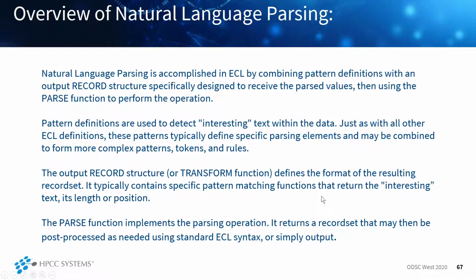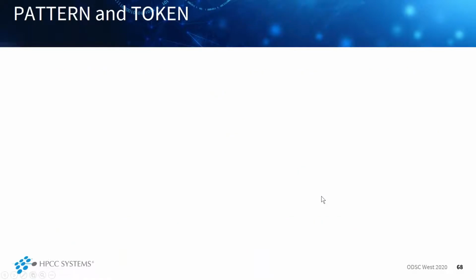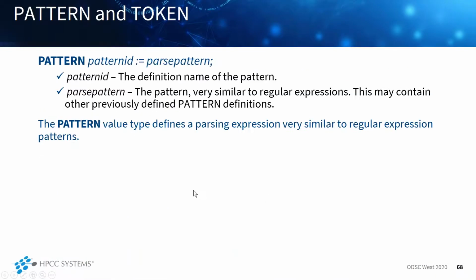All right, so that's it, the big three of NLP. Now let's talk about them. We have patterns. And again, this is what I like to say, the bread and butter of ECL NLP: the pattern keyword, followed by the name of the pattern that you give it, followed by the parse pattern, which is very similar to regular expressions.